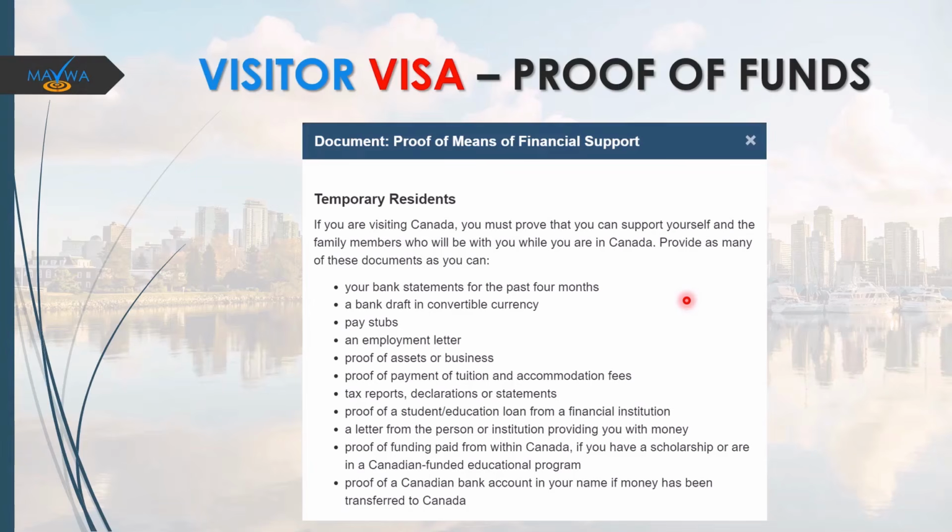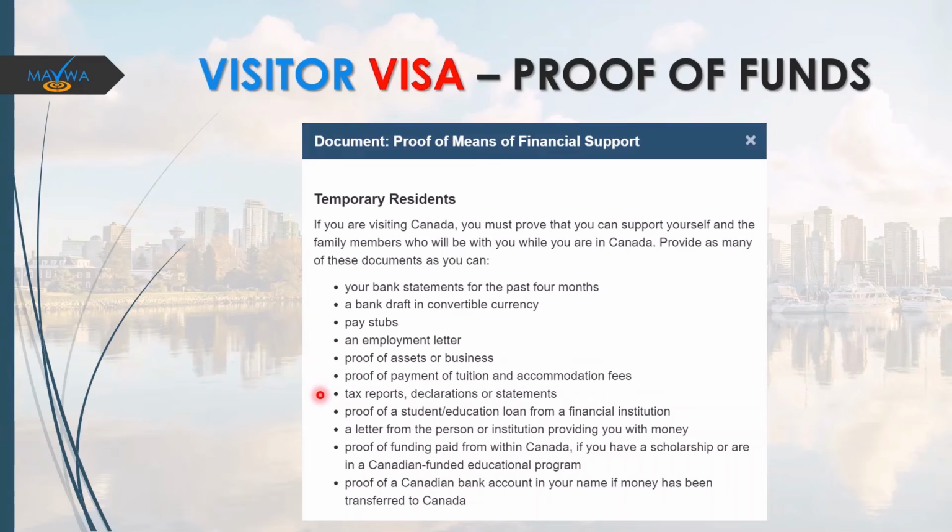Okay? So once you submit your bank statement for 4 months, you would also need extra information like a bank draft in convertible currency. A bank draft in convertible currency means that you can use the money in your bank account to convert to Canadian dollars. So you're having money that is actually useful for the purpose of your trip in Canada. You can also have pay stubs to show that you're receiving money on a regular basis, an employment letter if you are an employee, proof of assets or business if you are a business owner, proof of payment of tuition and accommodation fees. This is again for students.